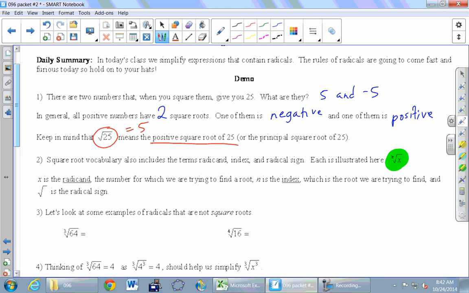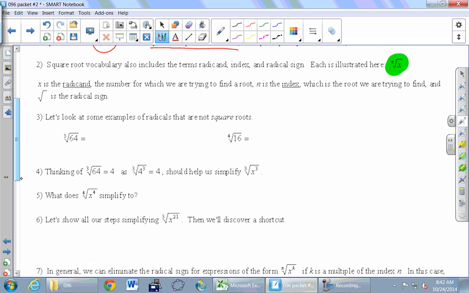So here are some examples of radicals that are not square roots. How would we read this first one in number 3? How would we say this symbol out loud? It's the cube root of 64, right? It's a number that when you multiply it by itself and then by itself again for a total of 3 copies, we get 64. What is that magic number? 4. So the cube root of 64 is 4. And then the next symbol over here, that's the 4th root of 16. It's a number that when you multiply it by itself 4 copies, gives you 16. What is that number? 2.